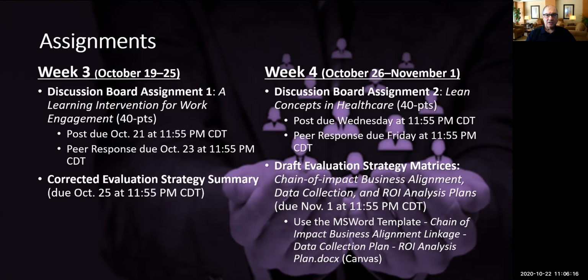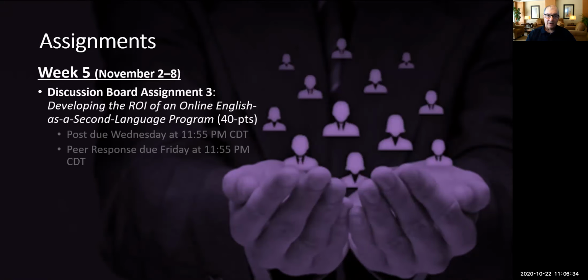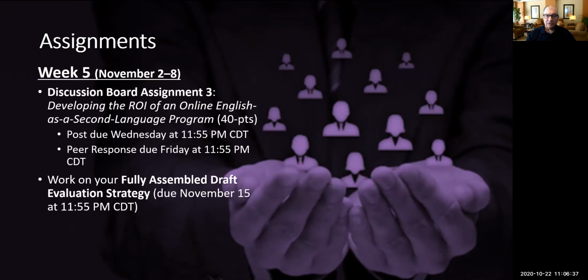I'm going to back up just a hair. Yes, your draft matrices are going to be due to me at the end of next week, week 4. So bear that in mind. I'm going to give you feedback on those. And then moving into week 5, you'll be working on your fully assembled draft, which means the narrative, bringing together with the matrices in the same document, any references, and please remember, I'm asking you to have 5 references, okay?